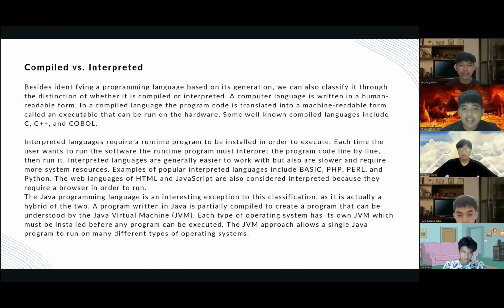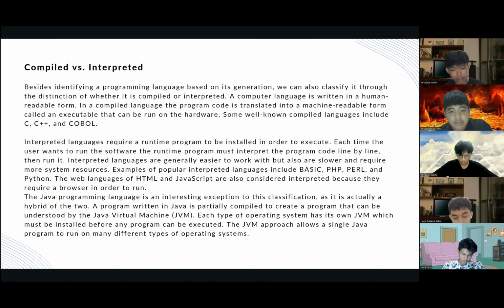Interpreted languages require a runtime program to be installed in order to execute. Each time the user wants to run the software, the runtime program must interpret the program code line by line, then run it. Interpreted languages are generally easier to work with, but also are slower and require more system resources. Examples of popular interpreted languages include BASIC, PHP, Perl, and Python. The web languages of HTML and JavaScript are also considered interpreted because they require a browser in order to run.